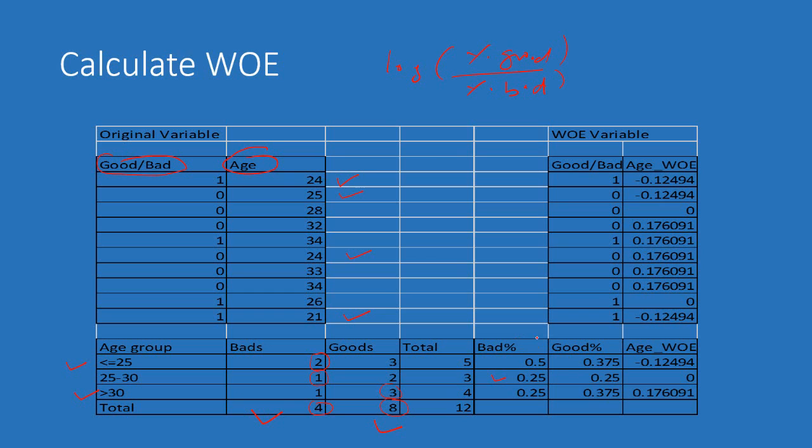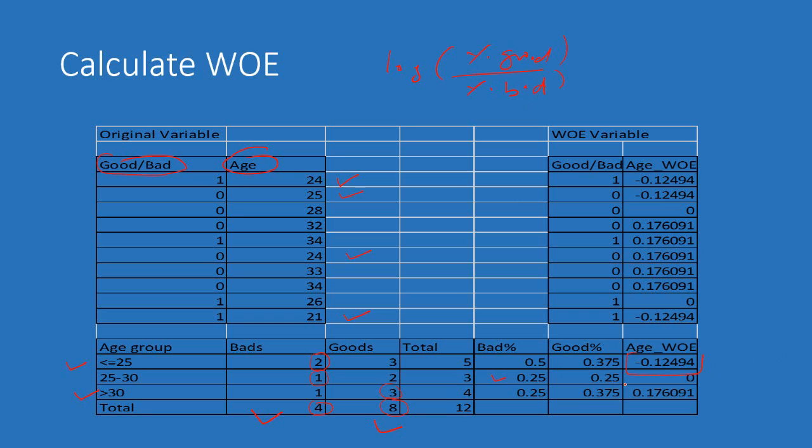Now we have the bad percentage and the good percentage. Now remember the formula. It's the logarithm of percentage of good by percentage of bad, and we have got the percentage of good and bad. So finally we can just put these values in this formula, logarithm of 0.375 by 0.5. So that is the first WOE value, for the age group less than or equal to 25. And we get this value, minus 0.124.